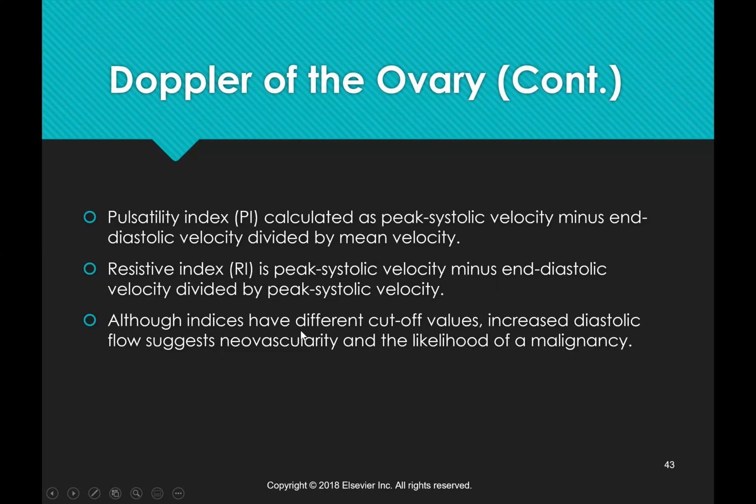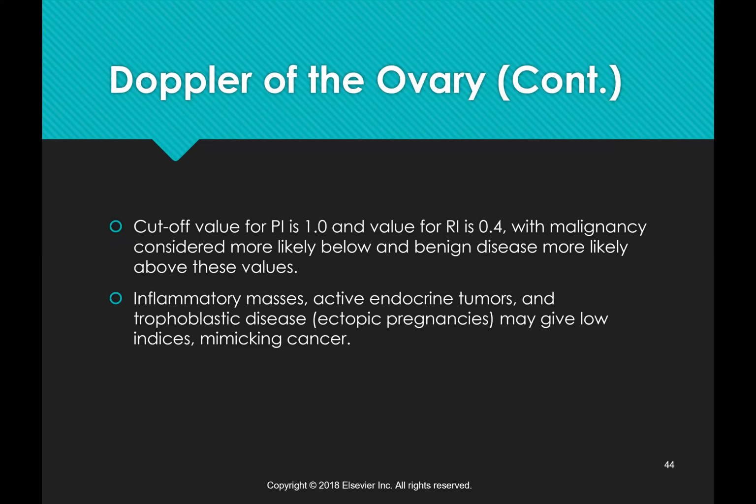What that would mean is a lower RI would be an increased risk for malignancy. Increased diastolic flow suggests neovascularity and the likelihood of malignancy. The cutoff values are usually 1 for the PI and 0.4 for the RI. If it is lower than that, then it has a higher chance of being malignancy, because the lower the RI, the lower the resistance. The higher the RI, the higher the resistance.